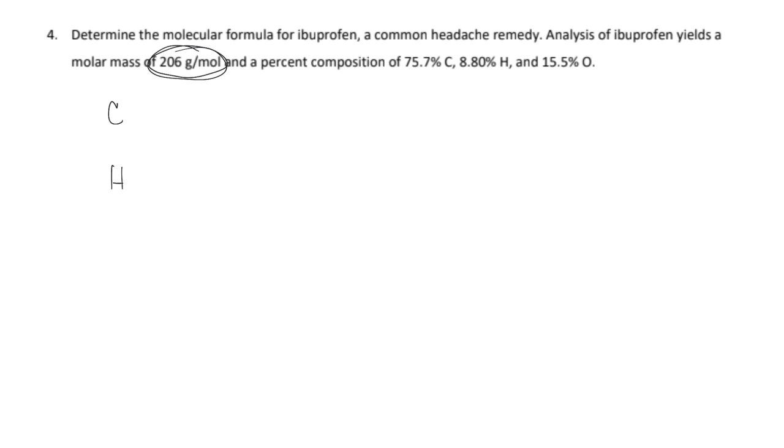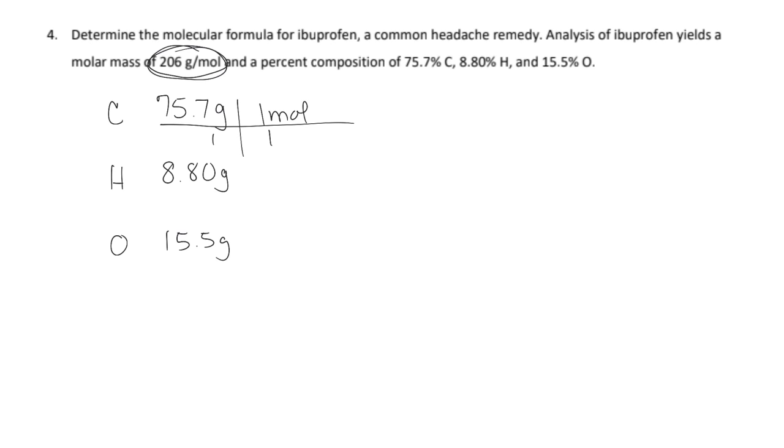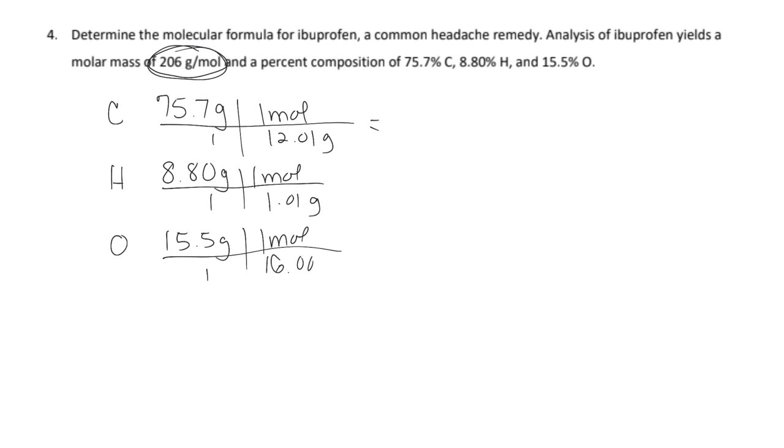So we have carbon, hydrogen, and oxygen. Carbon is 75.7 grams. Hydrogen is 8.80, and oxygen is 15.5. Then we're going to convert to moles. Hydrogen's 1.01. Oxygen is 16. So we've done percent to mass, check. Mass to moles is what we're doing now.